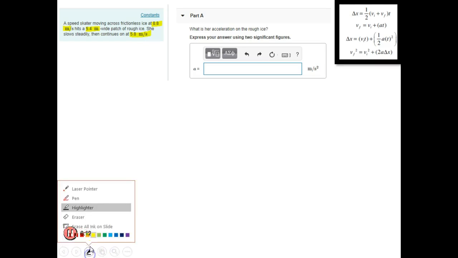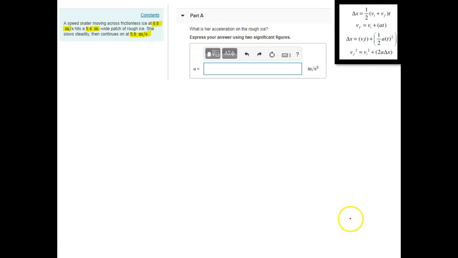This is giving you the initial velocity, VI, which is equal to 8.8 meters per second. It's giving you a delta X of 5.4 meters. And then it's giving you a final velocity. How fast is she going afterwards? VF. It's 5.8 meters per second. Now, what's the question over here? It says, what is her acceleration on the rough ice?